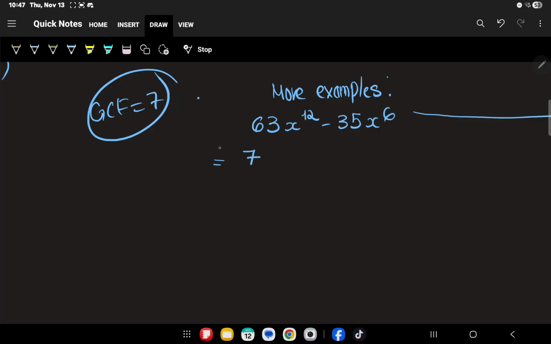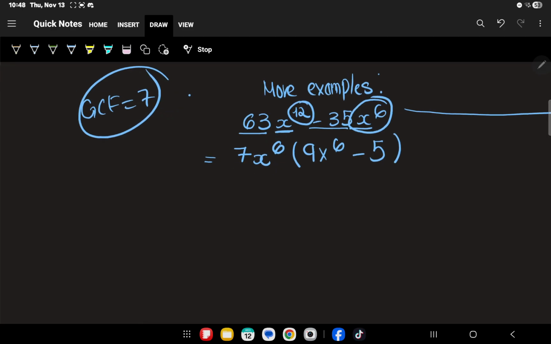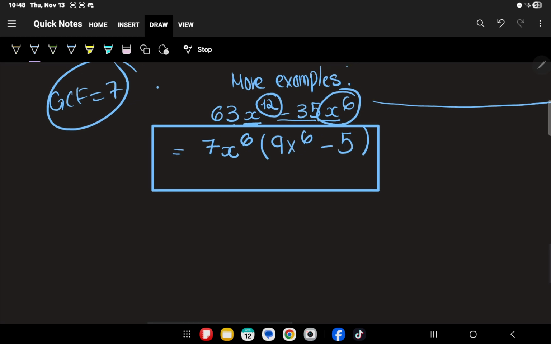So our variable is x here, right? So what x has the lowest power? Well, x to the power of 6 has the lowest power, right? So we take that out along with the 7. Now 63 divided by 7 is 9. And x to the power of 12 divided by x to the power of 6 is x to the power of 6. And negative 35 divided by 7 is negative 5. Negative x to the power of 6 divided by x to the power of 6, you don't write that. This is what you should have as your final answer.